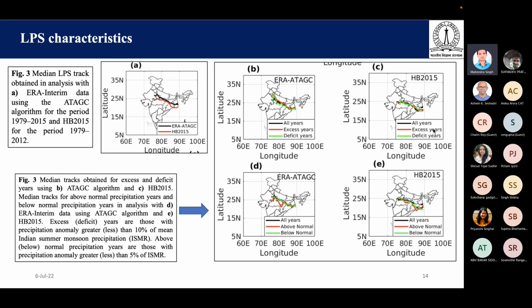And during the above and below normal, here we can see that during the above normal rainfall years, that shift is more as compared to the HV15.